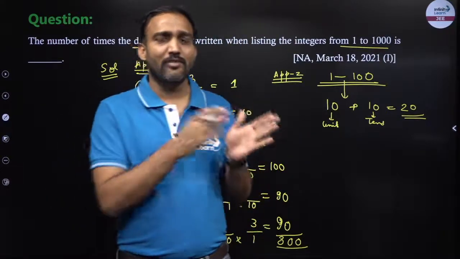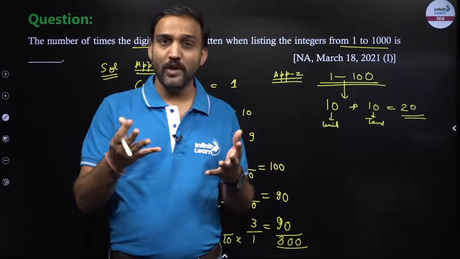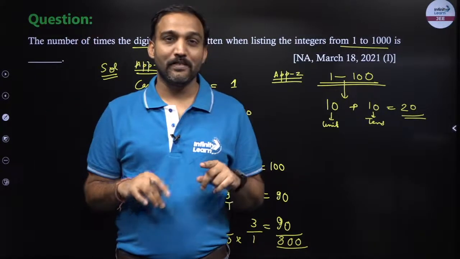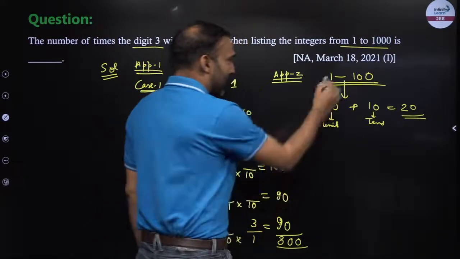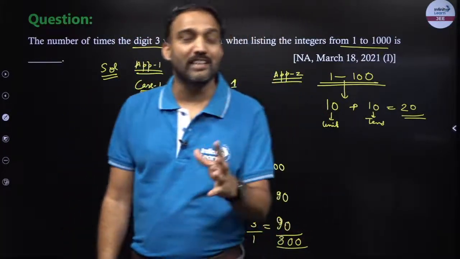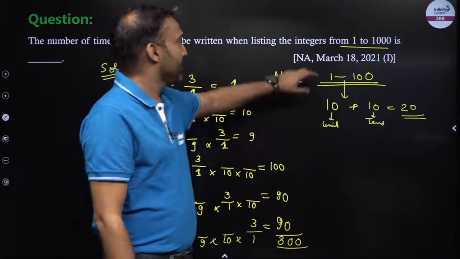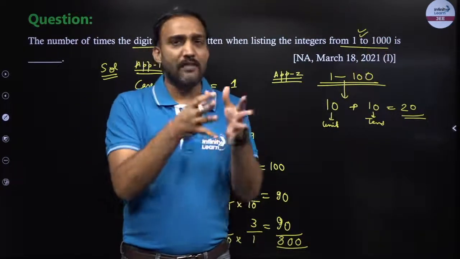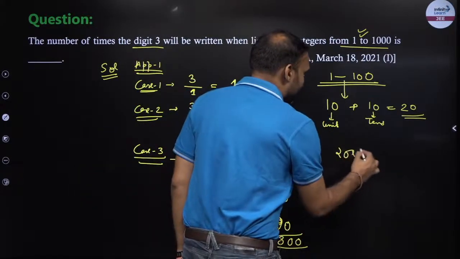Think about it: if I take all the natural numbers from 1 to 100, 20 times; if I take 100 to 200, 20 times; 200 to 300, 20 times; 300 to 400. Now I have 3 at the 100 place, so I have to count those as well. So first I will complete this. In every 100 consecutive natural numbers, 20 times you have written 3 at the unit place and the tens place. So how many packets do I have? I have to write down from 1 to 1000. So if you observe, I have 10 packets over here. So 20 into 10 makes 200 times.